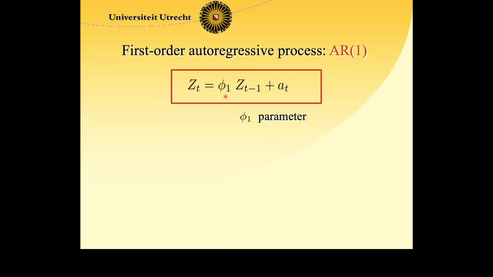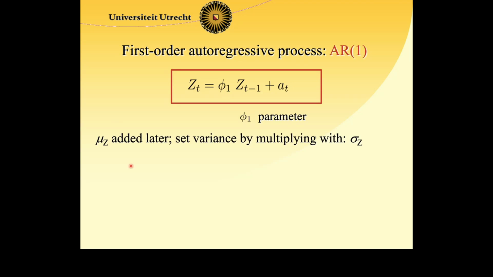Of course, you may want to simulate a time series that has a mean different from 0 and a variance different from 1. So what you typically do is you simulate a series like this, then you first multiply everything with the standard deviation of Z, and then you add the mean, and then what you get is an autoregressive order 1 process of the correct mean and the correct variance.